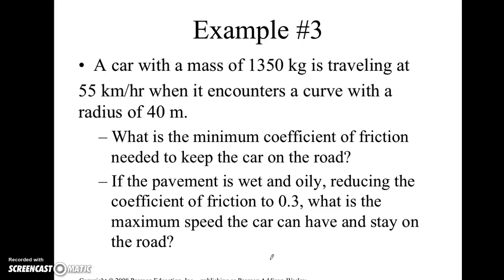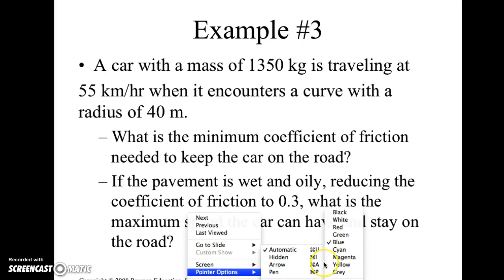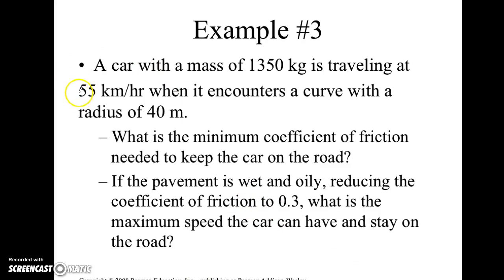So here's another example. A car with a mass of 1350 kilograms is traveling at 55 kilometers per hour when it encounters a curve with a radius of 40 meters. What's the minimum coefficient of friction needed to keep the car on the road? So first thing we need to do is change this to meters per second. I won't go through the whole process. It comes out to 15.3 meters per second.